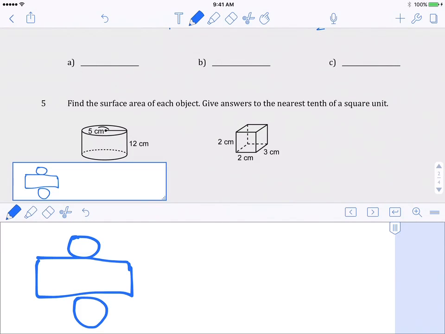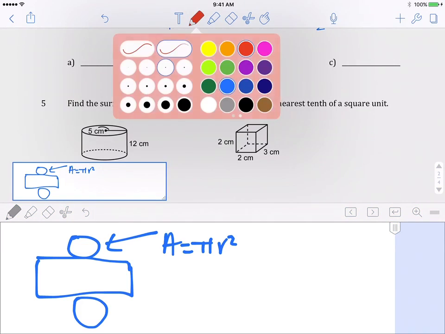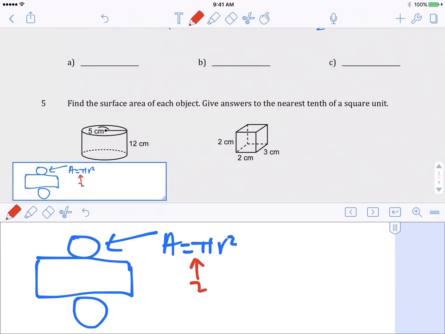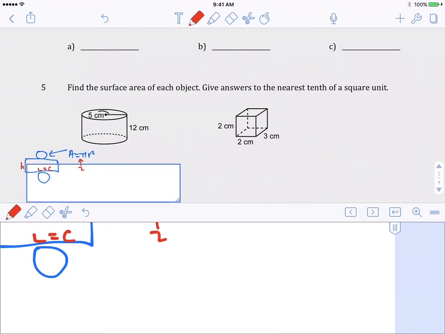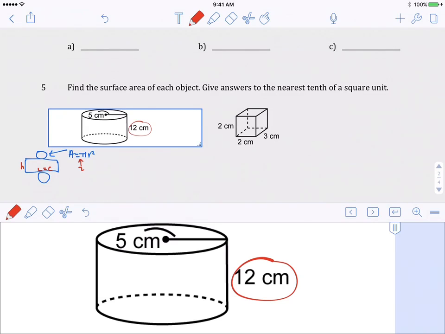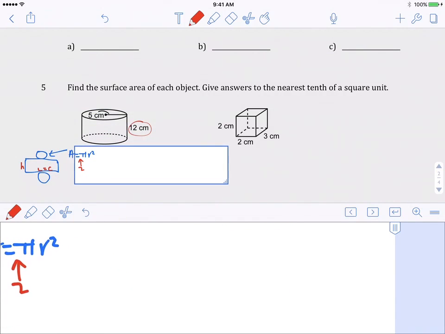So if you have two circles and a rectangle, you're going to use the formula for area of a circle. Area, of course, is pi r squared, but we have two of them. So you could insert 2 pi r squared, or just figure out what pi r squared is and then double it. To find the length of this rectangle, the length is going to be equal to the circumference of the circle, and the height is the same as this 12 centimeters here. That's the height. So you're going to find the circumference to find the length, and then find the area of the circle twice. So area of the circle times 2.